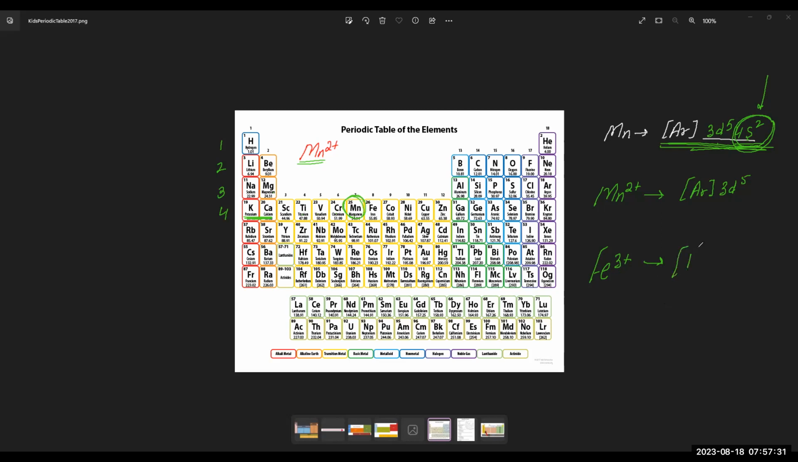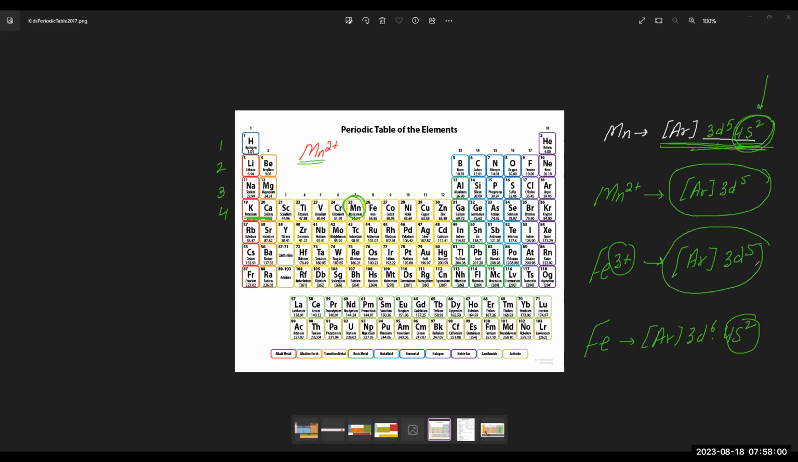Yes, Anil. It is argon. So first you write down Fe. Fe is argon 3d6, 4s2. 3 plus means you remove 3 electrons. So 2 will go from here and 1 will go from here. So it will be 3d5. Can you see these two electron configurations are same?